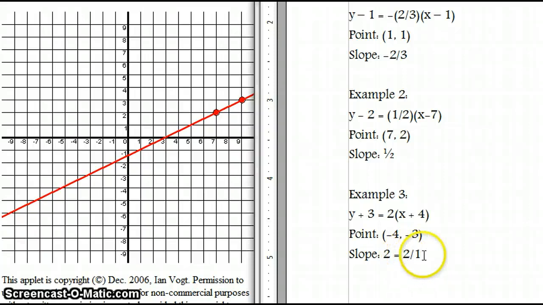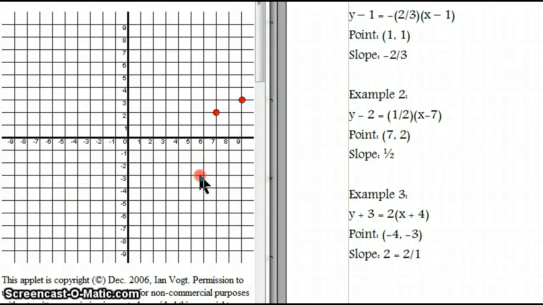And you can see by writing it out as a fraction that we're going to rise 2 and still go right or run 1. So graphing this equation, we know we're going to start with a point negative 4, negative 3, which is left 4, down 3, right there. From there we're going to use the slope to find another point, and we're going to go up 2, right 1 from that point.